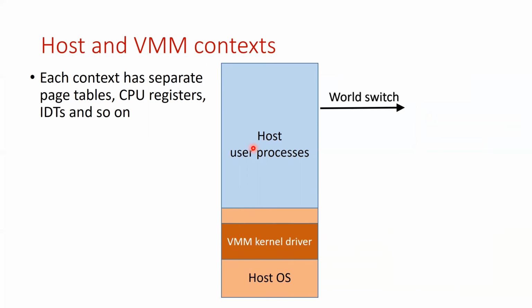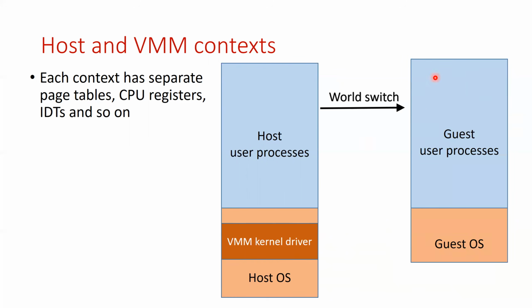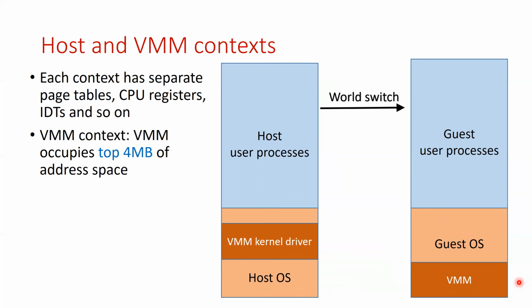Now, when the world switch happens, how do things look like in the VMM context? So the guest user processes, of course, run at low virtual addresses as usual. The guest OS runs in ring 1 in high virtual addresses. And the top 4 MB of the address space of all guest processes is occupied by the VMM code. Some special VMM code inserts itself into the top 4 MB of every address space. What does that mean? The CR3 is pointing to a page table, and that page table, the top 4 MB of the addresses in that page table point to VMM code.